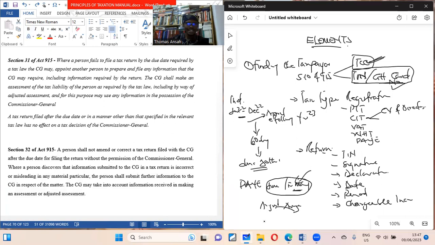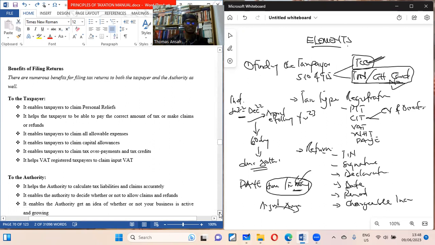So probably they should check this, so that you are not able to amend, but you can do a supplementary return. Because that is what the law says. The law says the person shall submit further information, supplementary. Okay, so that is what you should be able to do.